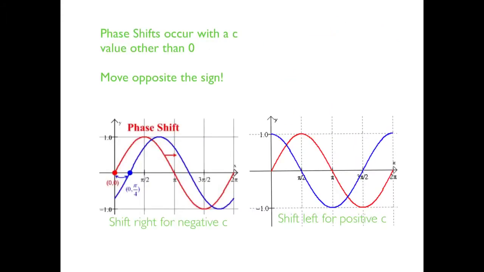So phase shift occurs when we change the value of c, but it moves opposite the sign. So if we have a negative c, it's actually going to move this way. If the red one is the original sine graph and the blue one is the shifted, this one would be a negative c value shifting it to the right. And in this one, you don't see the rest of the sine curve that comes off to the negative side, but you can see that this point's moved over here, this point's moved over here, this point's moved over here. It shifted left, so we would know that this would be a positive value of c.